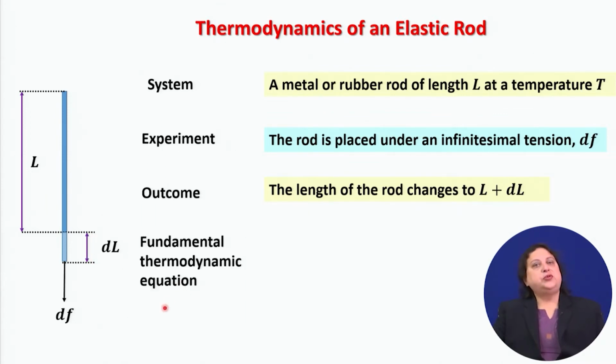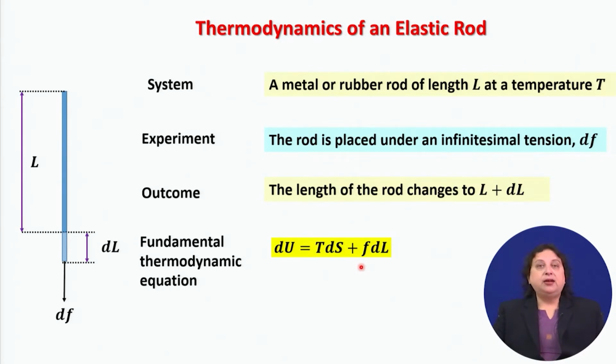Now, if I want to write down the fundamental thermodynamic equation for this system, obviously, I will write down dU is equal to TdS plus FdL. So, I am using a combination of the first and the second law of thermodynamics. Therefore, if I am carrying out this infinitesimal stretching of the rod reversibly, I can replace the dq term by TdS, and I have replaced the dW term as FdL.